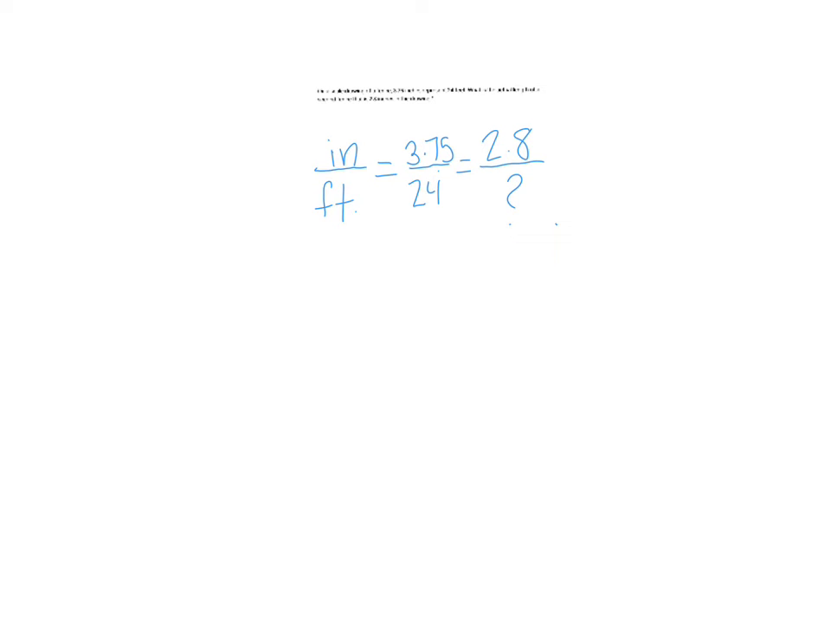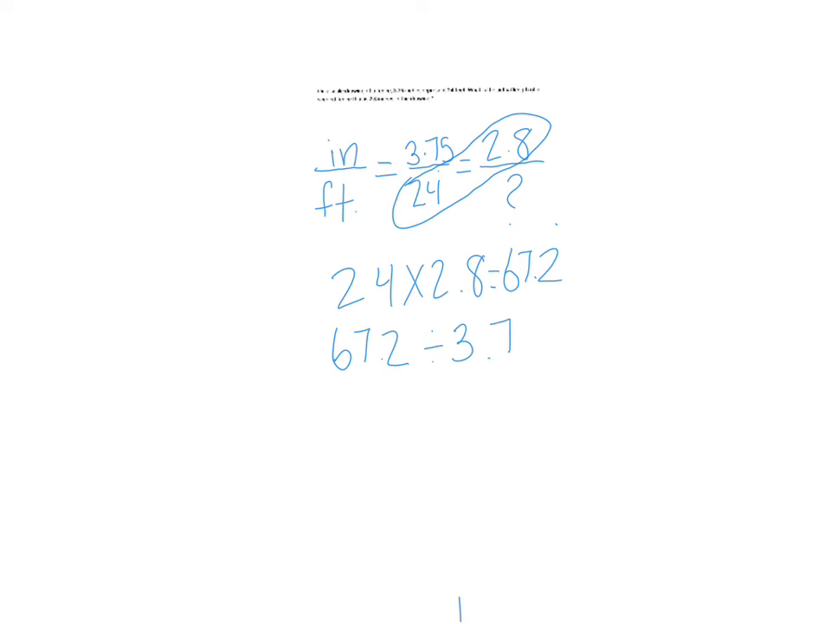My first step in solving this would be to cross multiply 24 times 2 8/10, and you get 67 2/10. Now you need to take 67 and 2/10 and divide it by 3 and 75/100. And you get 17 and 92/100 feet on the actual measurement.